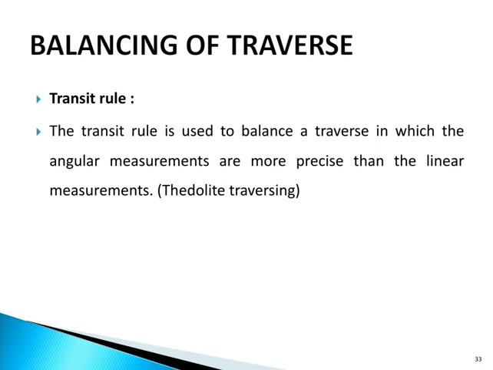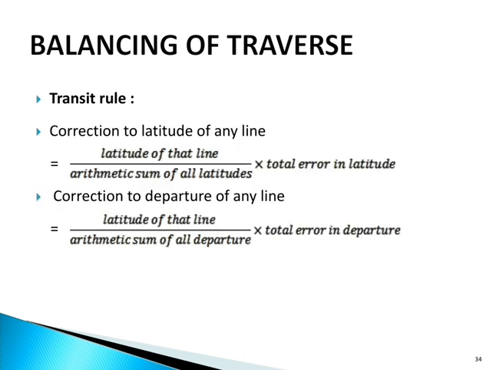Next is the transit rule. The transit rule is used to balance a traverse in which the angular measurements are more precise than the linear measurements, or say theodolite traversing. So it is mainly used for theodolite traversing. In the transit rule, correction to latitude of any line is given by the latitude of that line divided by the arithmetic sum of all latitudes, into the total error in latitude. And correction to departure of any line is given by the departure of that line divided by the arithmetic sum of all departures, into the total error in departure. So note down this one also.